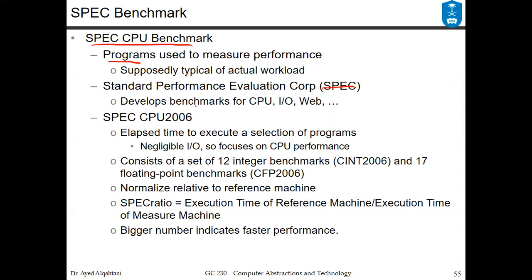Those guys developed benchmarks for the CPU, for the I/O, and the web, and many others. One of the benchmarks that they have is called SPEC CPU 2006, and I'm sure they have a more recent one. They measure the elapsed time to execute a selection of programs. They have negligible I/O, so they only focus on the CPU performance. It consists of a set of 12 integer benchmarks and 17 floating point benchmarks. Anyway, they have different programs.